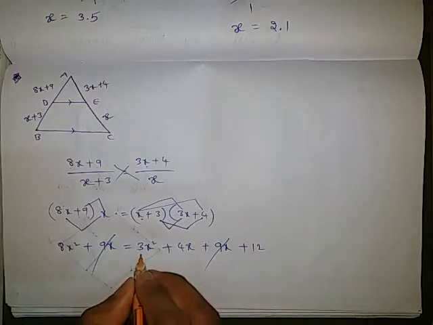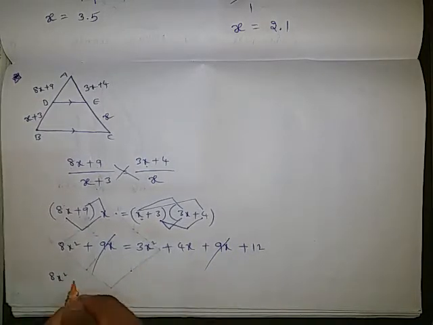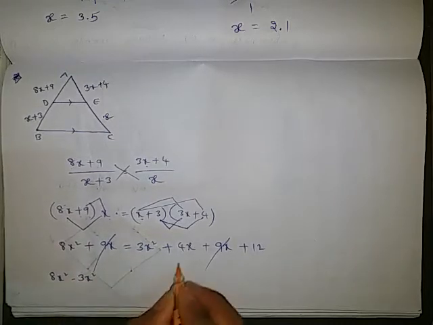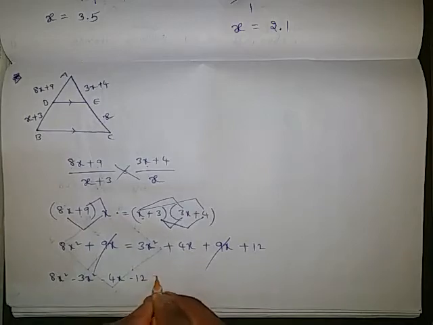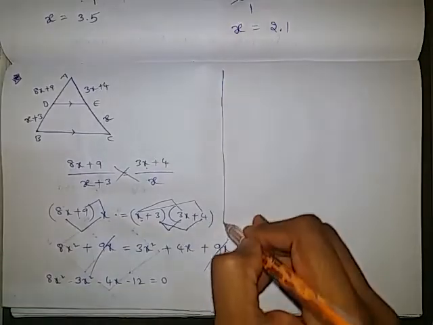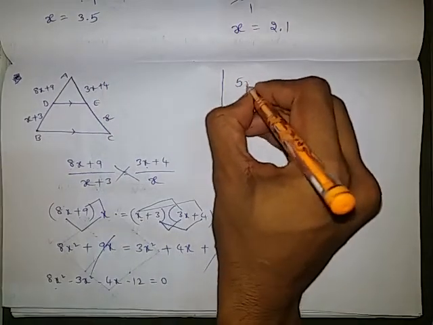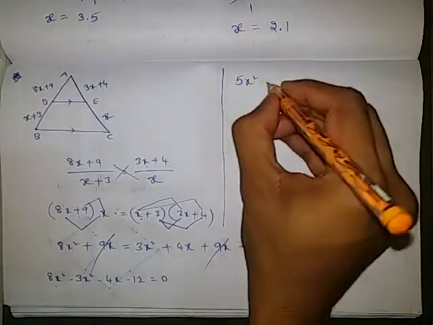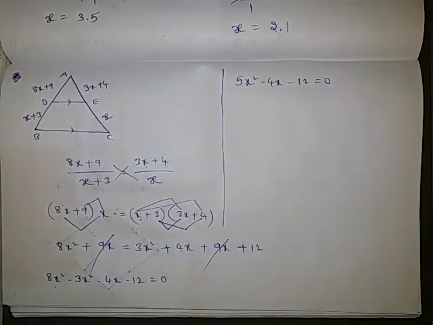Now I am taking everything remaining to one side. 8x square plus 3x square will become minus 3x square, plus 4x will become minus 4x, plus 12 will become minus 12, which is equal to 0. So 8x square minus 3x square is 5x square, minus 4x as it is, minus 12 is equal to 0.